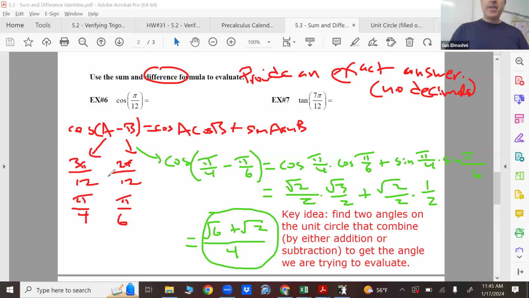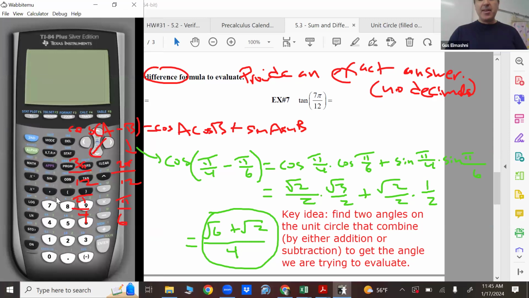Now, how do you know you did this right? Like, you did this on a test or quiz. How do I know I'm doing this right? Well, turn on the calculator. Root 6 plus root 2, divided by 4. And there you go: 0.9659.